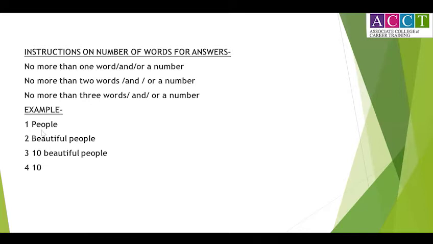If you write people, of course, this is a one-word answer. If I have written beautiful people, this is a two-word answer. And if I write 10 beautiful people, that means it is fulfilling the criteria not just for this second set of instruction, but for this set of instruction as well. Because in total it is three words, as a number is also counted, right? So beautiful people makes for two words, and then we have 10, which is a number, right? So again, let me just reiterate: please follow the instructions carefully.